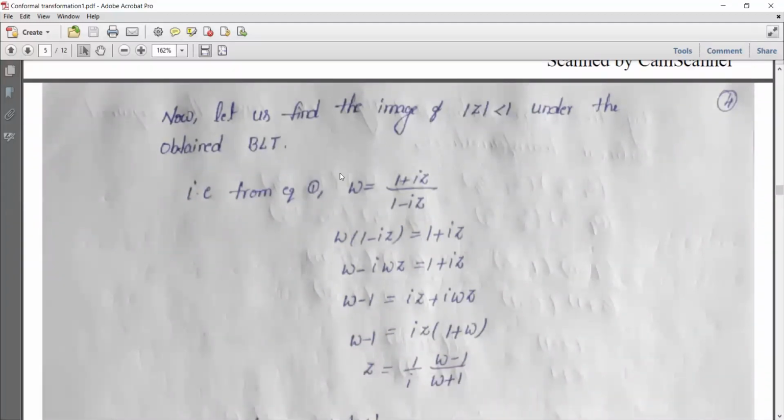That bilinear transformation is w is equal to 1 plus iz by 1 minus iz. Cross multiplying, w into (1 minus iz) equals 1 plus iz. That is w minus iwz is equal to 1 plus iz. Separating w terms and z terms, we get w minus 1 is equal to iz into (1 plus w). So we need z. That's why z is equal to 1 by i into (w minus 1) by (w plus 1).